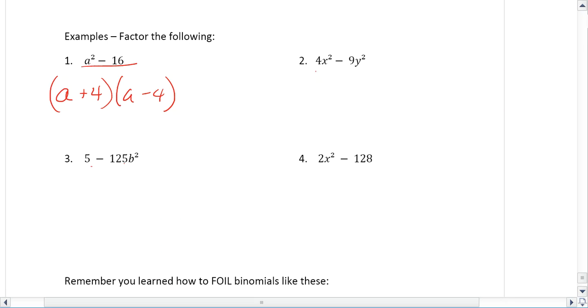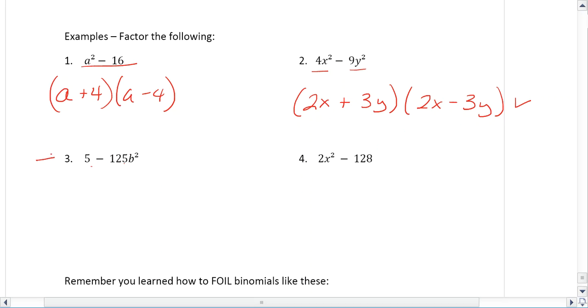Same thing with example 2. We recognize this as a perfect square. 9y squared is a perfect square, so we suspect this is a conjugate factoring problem. So we do their square roots. So we have 2x plus 3y and 2x minus 3y. And again, if you FOIL it, the outer and inner product add to 0, and we're left with the 4x squared minus the 9y squared. So this factoring checks out.